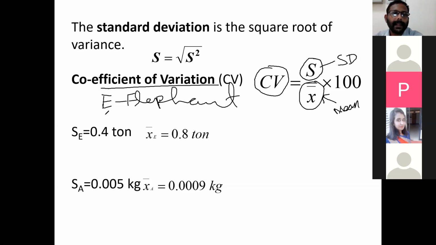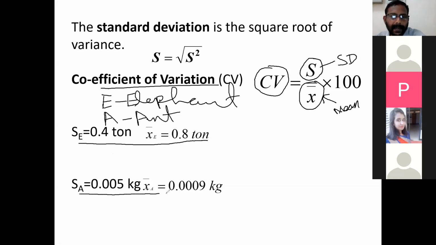Elephant. I mean, what is the smallest animal? Ant. I have taken this ant and the elephant, right? So this is the information about the elephant. This is the information about whom? Information about the ant. Not auntie, this is ant.